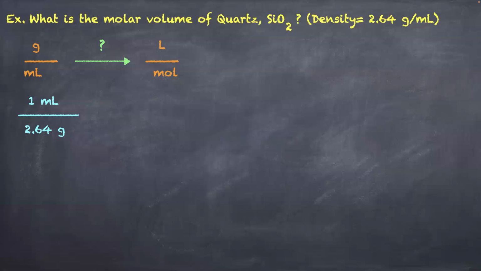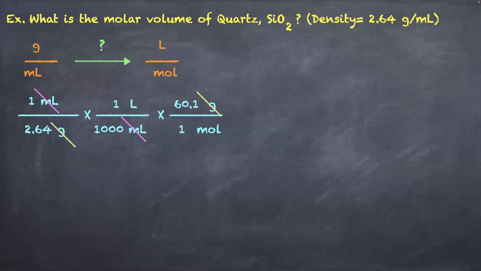And then second is we want to convert milliliters to liters because our final answer should have liters at the top. So this way we convert milliliters to liters. And then next step for us is to get rid of the grams in the bottom and instead convert that to moles. So to do so, we have to use molar mass. So grams has to go at the top, mole has to go at the bottom. And using molar mass, we know that for every 1 mole of quartz, there's 60.1 grams. So this way grams can cancel out. And then we end up getting the final answer in liters per mole.